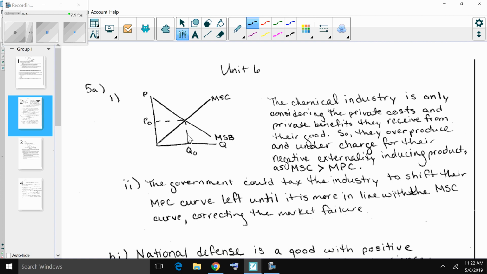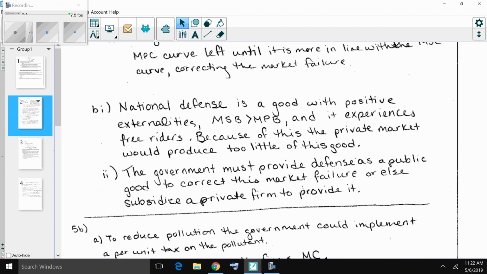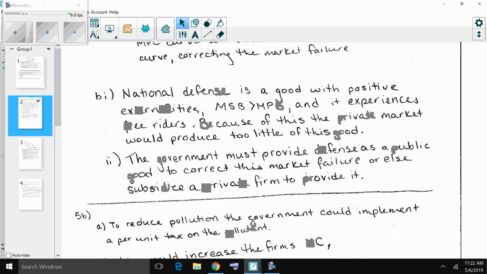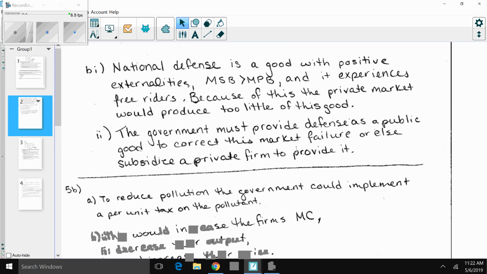Now for 2B, they want you to look at your MSB, but think about it from a different perspective. Assume it's difficult to exclude non-payers from enjoying the benefits of national defense. So now we're looking at the same graph, but pretend this is national defense. They're talking about positive externalities here. So scroll up. There we go. All right. So identify, use marginal benefit and marginal cost analysis.